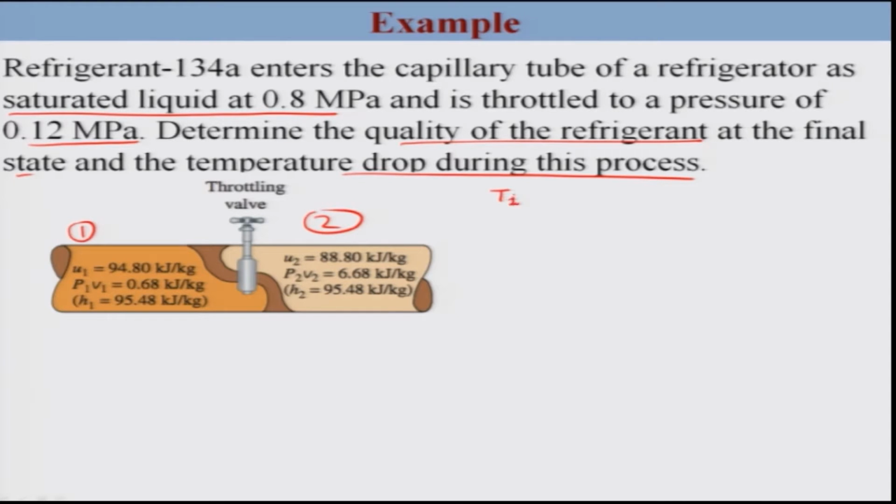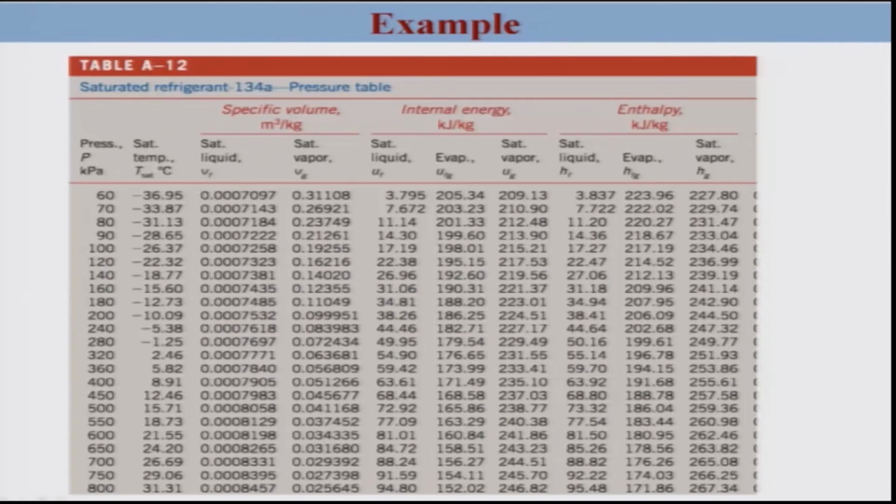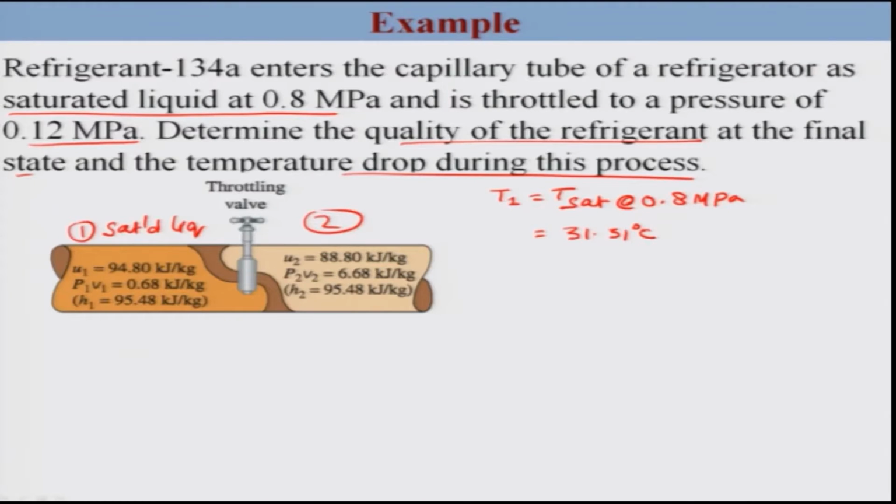Now, we will start with the temperature at 1. State 1 is at saturated liquid. So, this is equivalent to T sat at 0.8 megapascal, which is nothing but 31.31 degrees C from the table. This table is given in A12, and this is your 0.8 megapascal. This is your saturation temperature corresponding to 800 kilopascal. Now, T sat is given.